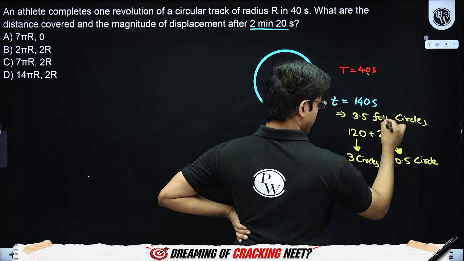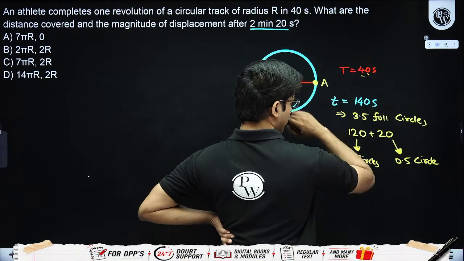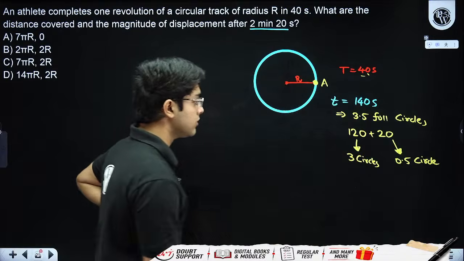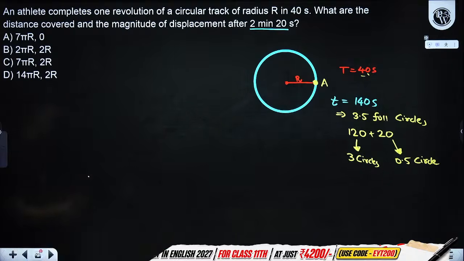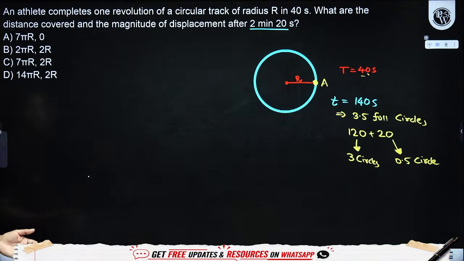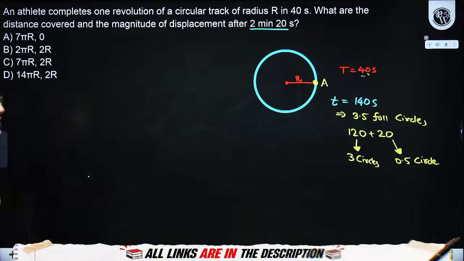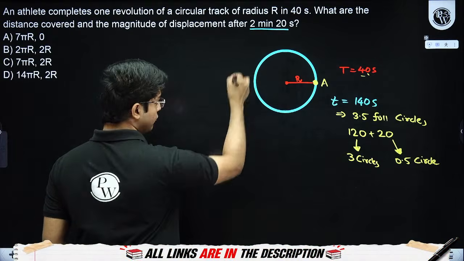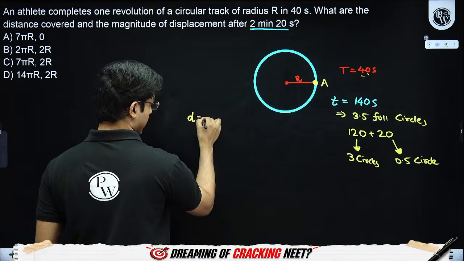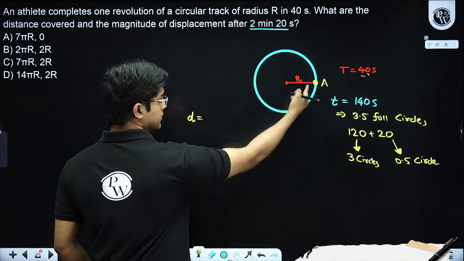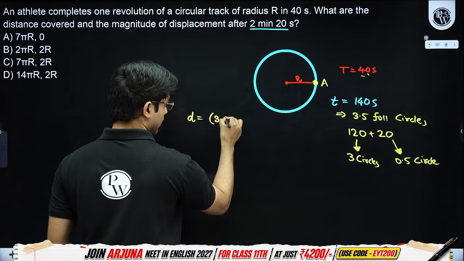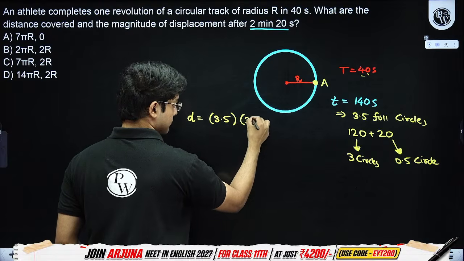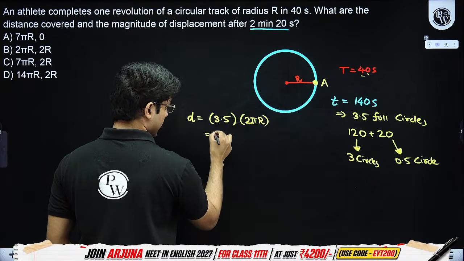Okay, there is another way to find this. You can just do 140 divided by 40. That will also give you this answer itself. So if he covers 3.5 circles, what is the answer? Option C. Let's see. So if he covers 3.5 circles, one full circle, the distance is 2 pi r, right? In one full circle, the distance is 2 pi r. So in 3.5 full circles, the distance is 3.5 into 2 pi r. This will be 7 pi r.